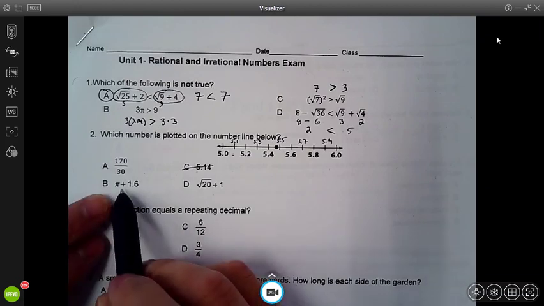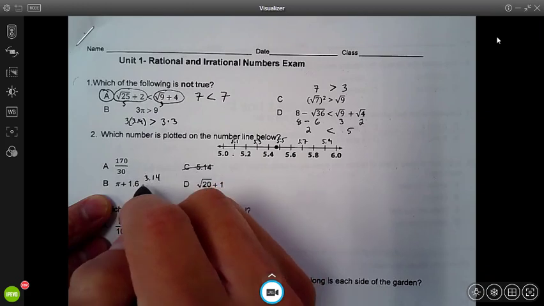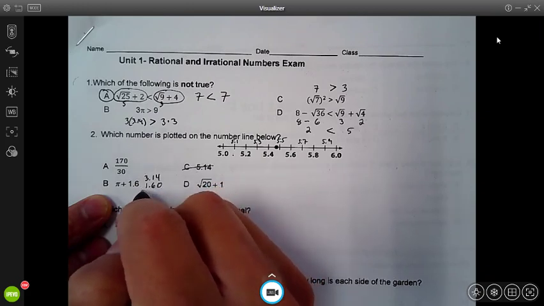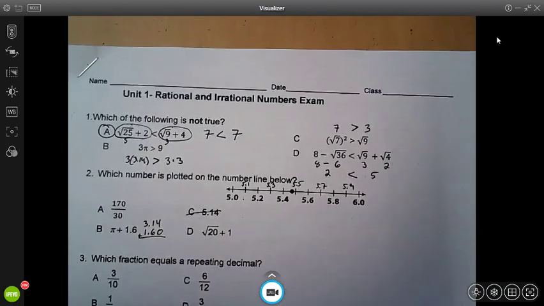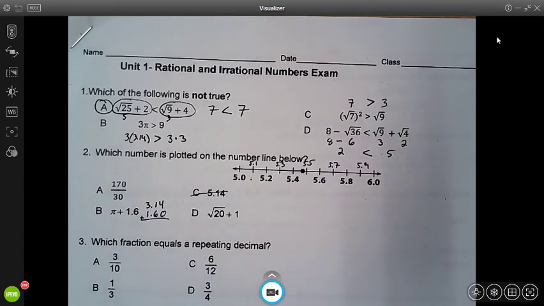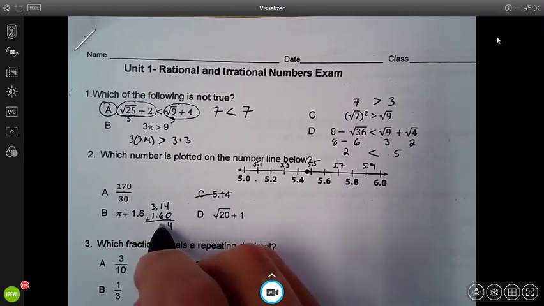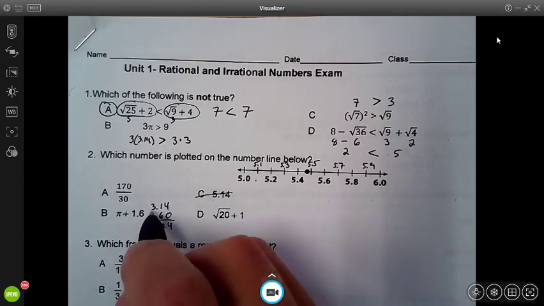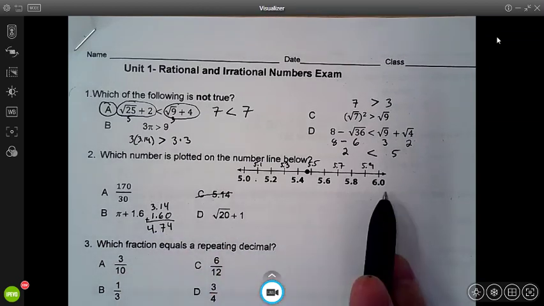Let's go ahead and check B. Okay, so I'm going to add 3.14 plus the 1.6, put a 0 underneath, and I lined up the decimals, and let's add these numbers. 4 plus 0 is 4, 1 plus 6 is 7, and then 3 plus 1 is 4. I don't even get a number in the 5s. I know it's not B.